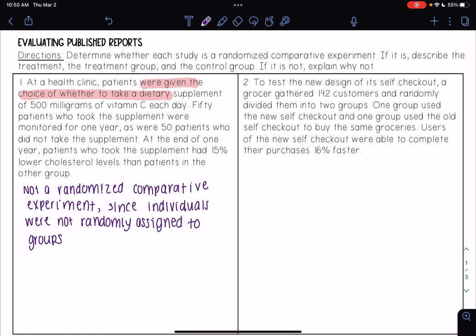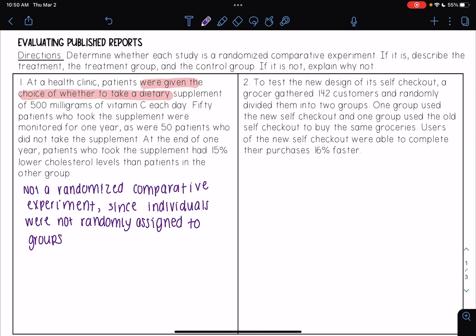So that would mean that the conclusion that vitamin C lowers cholesterol may or may not be valid. There may be other reasons why patients who took the supplement had lower cholesterol levels. So for instance, maybe those who voluntarily took the supplement lead a healthy eating or lifestyle habit compared to the other group that chose not to take it. That could have led to the lower cholesterol levels. So that's why it's important to have that randomization.